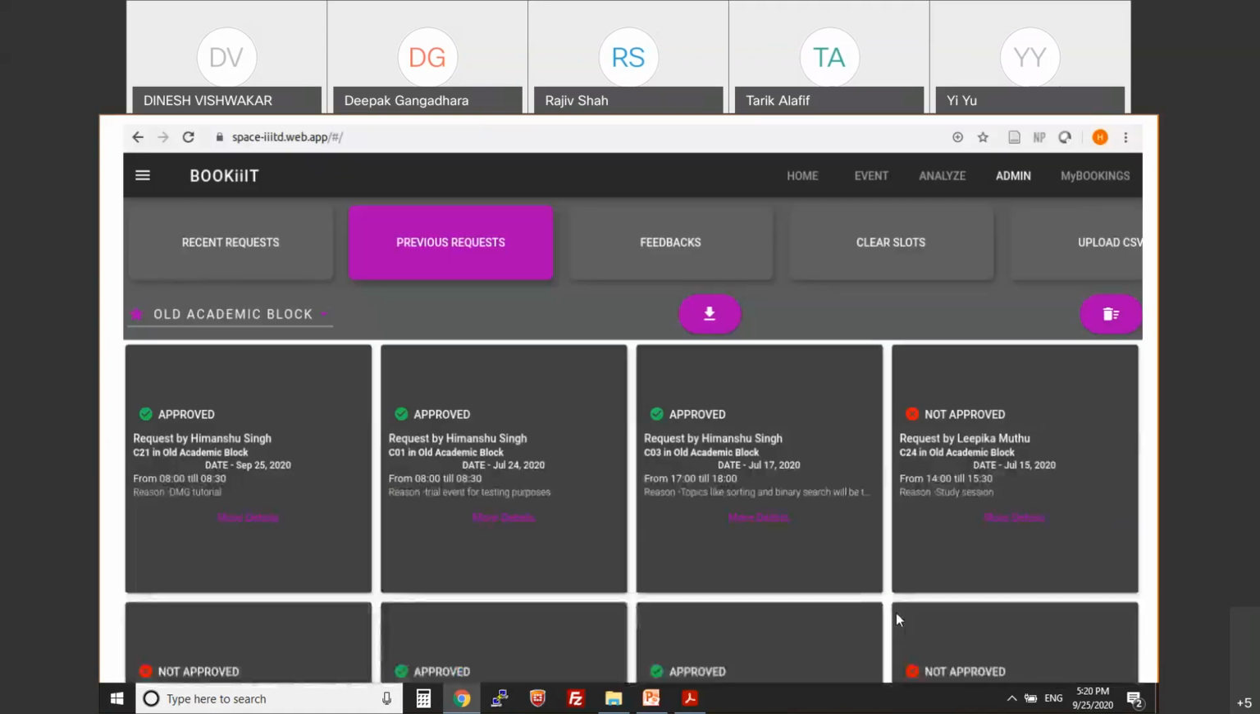Then there's an admin screen. Now admin has most of the functionalities. All the functionalities are provided in this platform. Recent requests will be shown for approval or denial. Previous requests are there; you can download a CSV file or delete it. Feedbacks are there. Admin can clear the time slots. Admin can upload CSVs. CSVs are the data files that are used in this system. Next slide, sir.